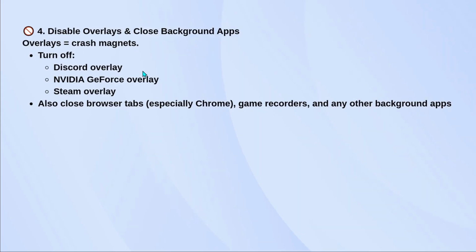Disable overlays from Discord, NVIDIA GeForce, and Steam, and close unnecessary background apps like browsers, screen recorders, or any software consuming RAM or GPU power. These programs can interfere with Warzone 3 and trigger crashes if left running.